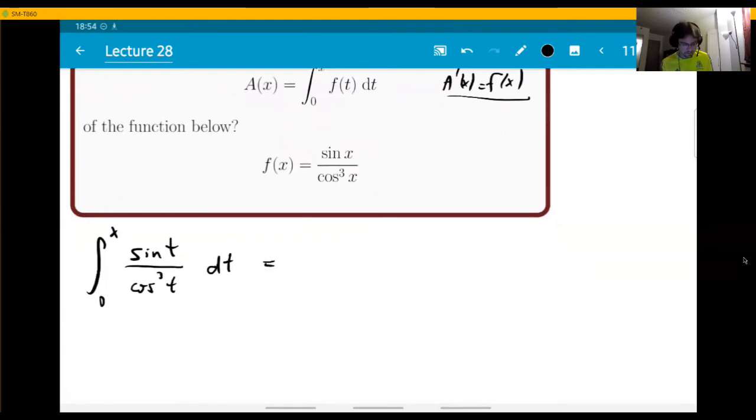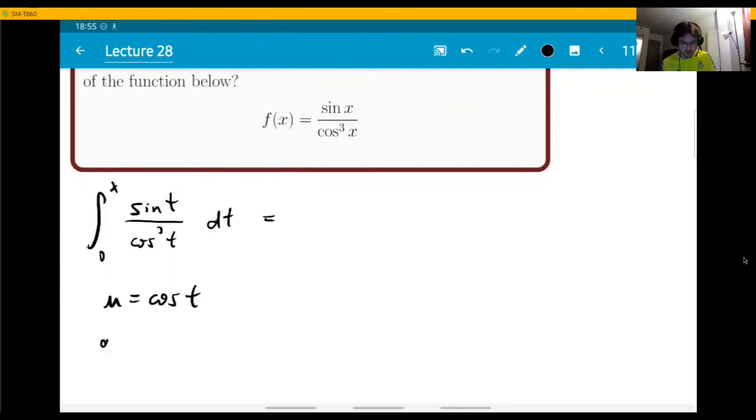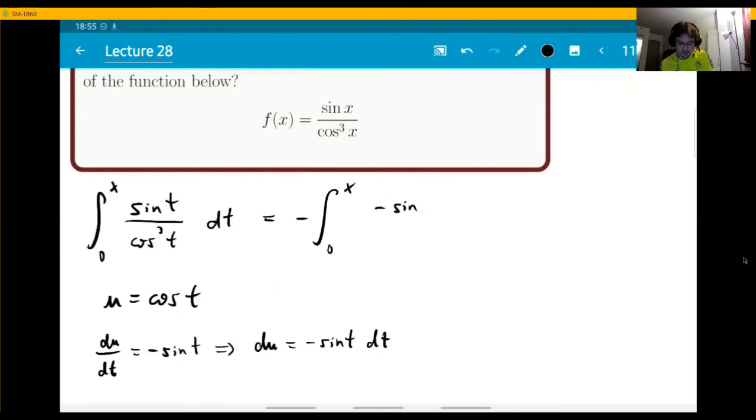How do we do this? This is a classical case of u sub with a fraction where you recognize that there is something in the denominator that you can call u, and you see its derivative in the numerator, or at least a multiple of its derivative. Namely, if you call cosine your u, what's going to happen? du/dt is minus sine, which means du is minus sine t dt. So we actually see a plus sine t dt up there. We can write a minus sign outside to make it minus.